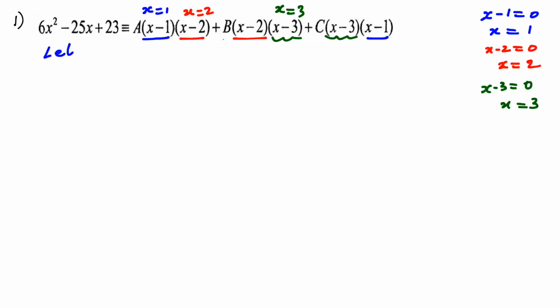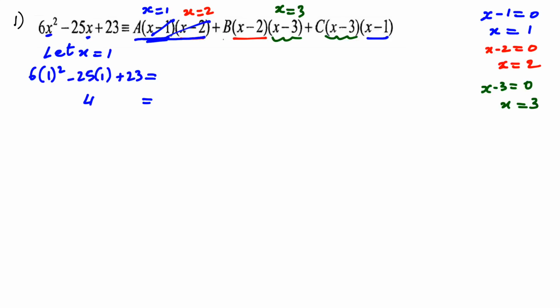Then we will write let x equal to 1. Wherever there is x, we'll replace it with 1. So 6, 1 square minus 25, 1 plus 23 is equal to. Put this in the calculator, you will get 4. Now moving on to the right side. Wherever there is 1, that term will get cancelled. So you have x minus 1 here. 1 minus 1 is 0. So that will give us a 0. And 0 multiplied by anything is 0.